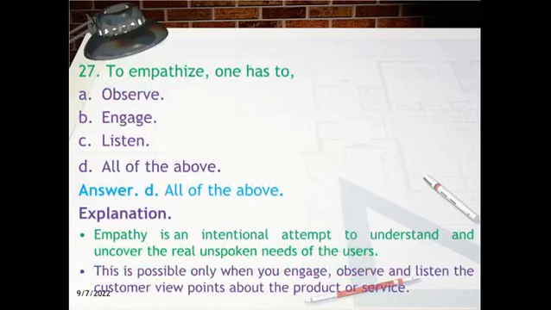27. To empathize, one has to: A. Observe. B. Engage. C. Listen. D. All of the above. Answer: D. All of the above. Explanation: Empathy is an intentional attempt to understand and uncover the real unspoken needs of the users. This is possible only when you engage, observe, and listen to the customer viewpoints about the product or service.